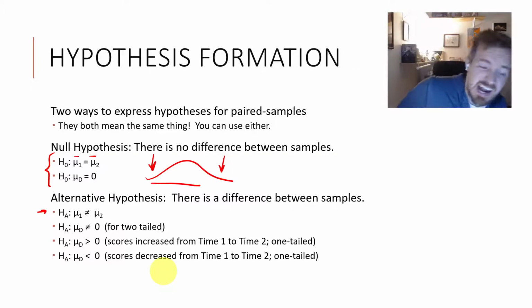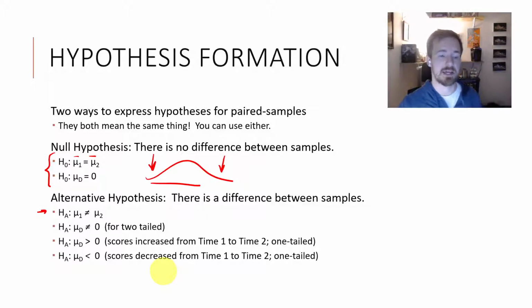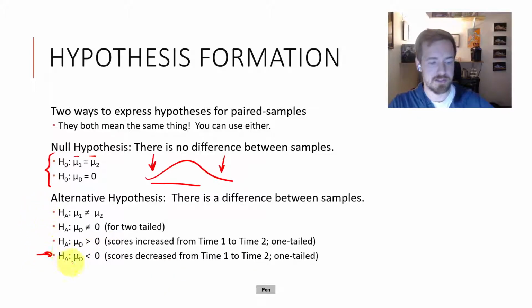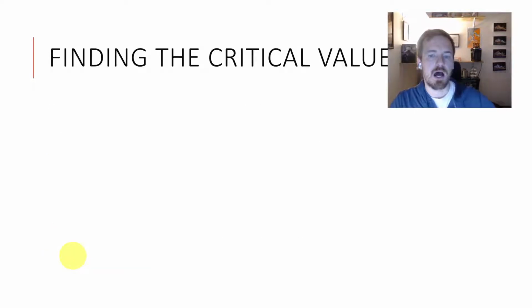Now, if I said that I suspect that with my treatment scores have gotten better, that means that scores have decreased, and so we would say that the alternative hypothesis that is the best one to go with is mu d is less than 0. In other words, we are expecting a negative change over time.